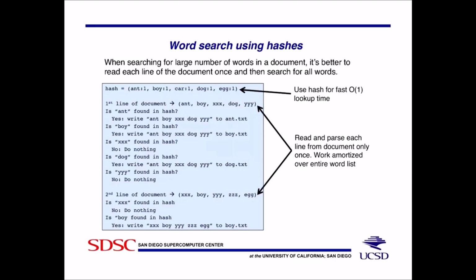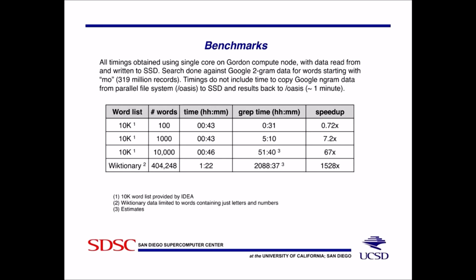So what would it look like here is implementing hashes. First thing I'm going to do is create a hash. The keys are going to be the words that I'm looking for, the words in my vocabulary: ant, boy, car, dog, egg. The value that I assign to the hash is really arbitrary.